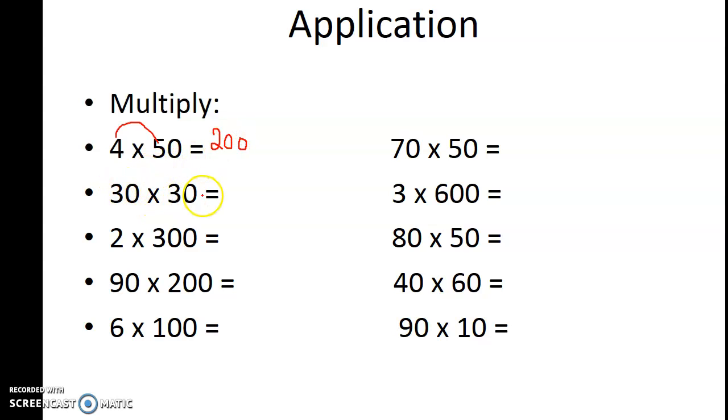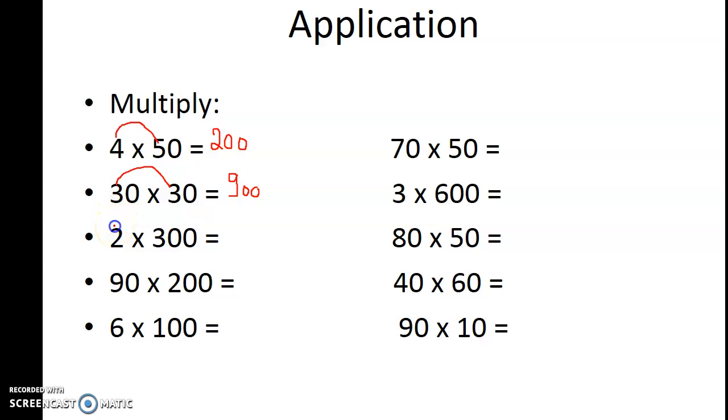Second one, 30 times 30, the same. Let's multiply the factors without zeros. 3 by 3, how much? 3 times 3 equals 9. I will write 9. How many zeros do we have in the factors? We have 1 in both, 2. So 1, 2. Place them at the end.